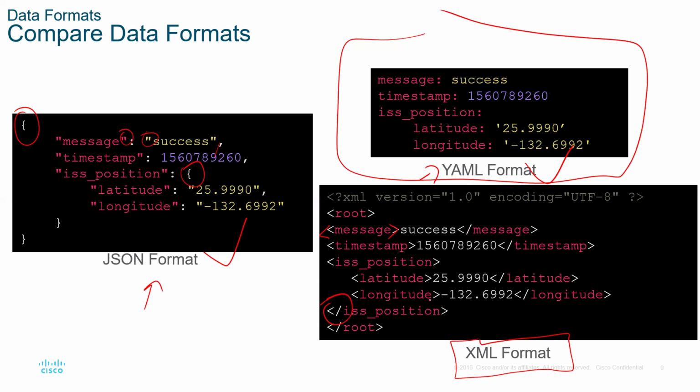If you see tags, it is definitely XML format. If you see no commas and no quotes, that is YAML for you. If you see quotes, commas, and braces, then that is JSON format. Right, let's continue.